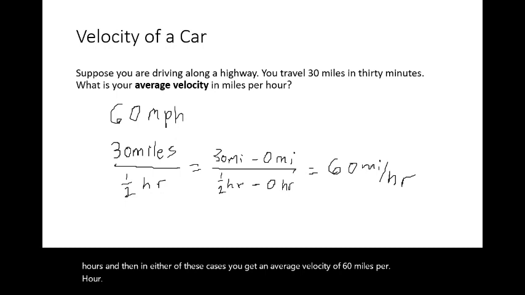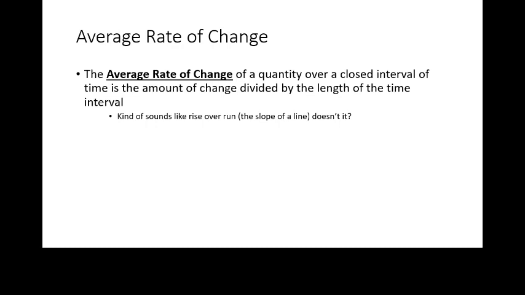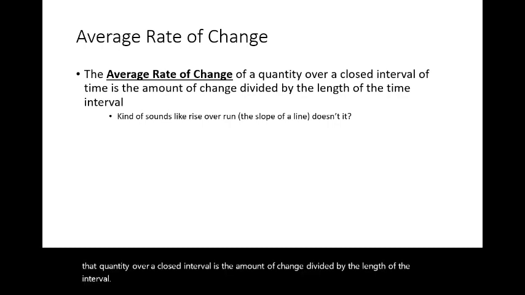Now that is what is called an average rate of change. And an average rate of change doesn't just have to apply to moving cars and to velocity. It can really apply to any function that stands for anything that is changing. So for any quantity that is changing, the average rate of change of that quantity over a closed interval is the amount of change divided by the length of the interval. It should sound like the slope of a line, rise over run, because it really is.